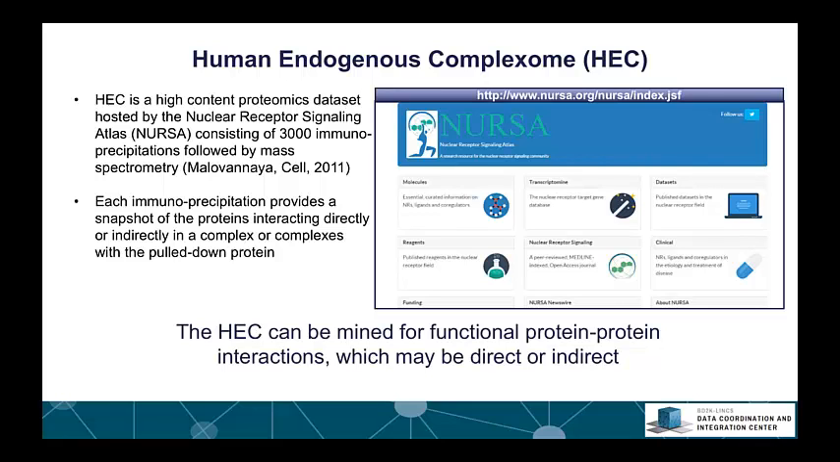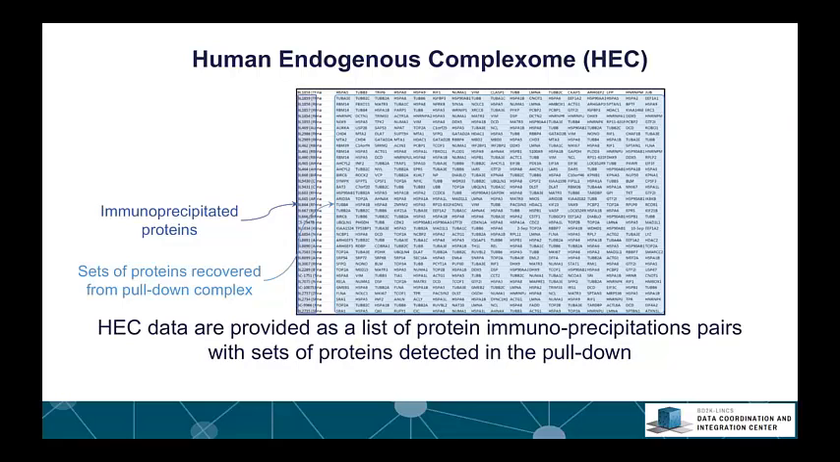Many of the immunoprecipitations were targeted to DNA binding proteins and their co-regulators, so this dataset is especially useful for learning about protein complexes that regulate gene expression. The human endogenous complexome is structured as an unweighted gene set library, where the protein targeted by each antibody labels the set of proteins detected in the pull-down.